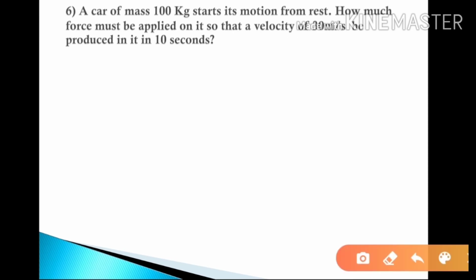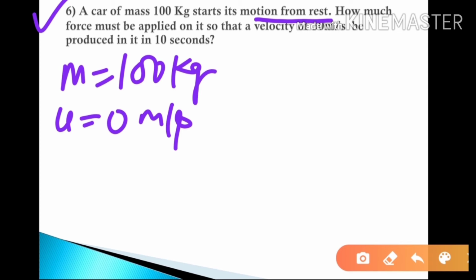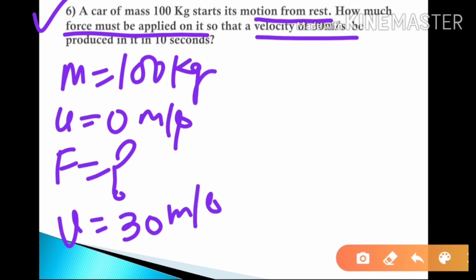Next question, question number 6. A car of mass 100 kilogram starts its motion from rest. So as according to question, mass is 100 kilogram, and because the object initially is at rest, the initial velocity will be 0 meter per second. How much force must be applied? We have to calculate the force on it so that a velocity of 30 meter per second be produced in 10 seconds. The final velocity is 30 meter per second and the given time is 10 seconds.